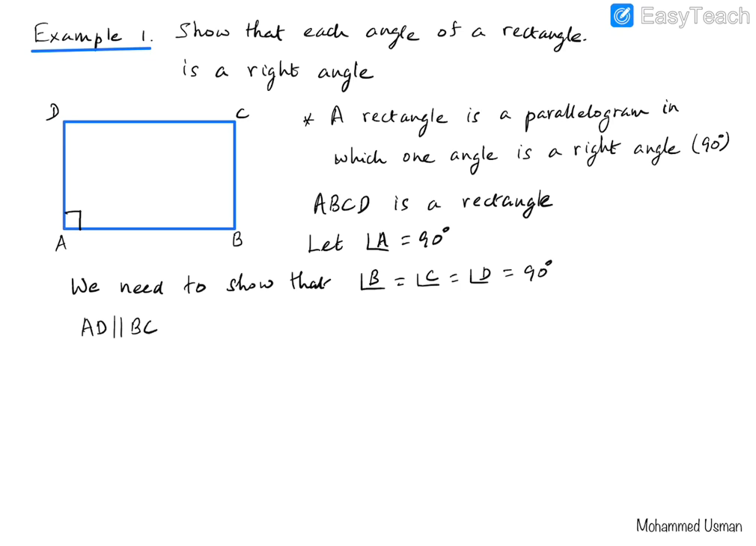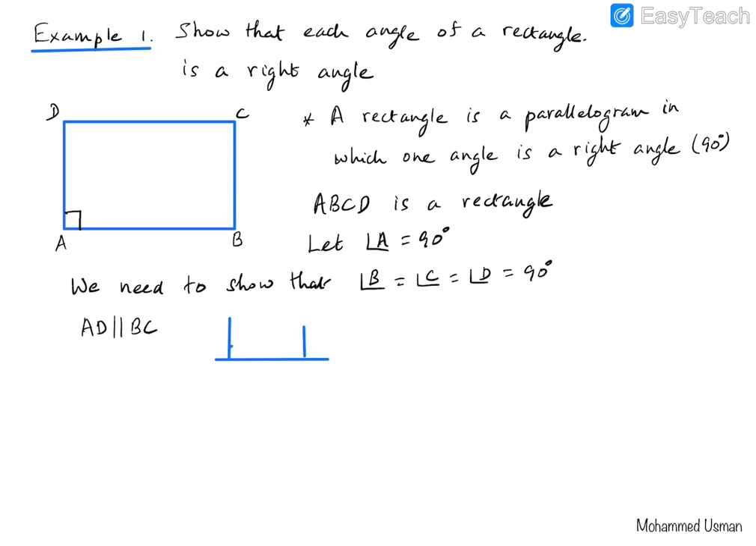In that case, if AD is parallel to BC, it looks something like this. Let's say we have this as AD and this as BC. Then AB is a transversal to these parallel lines. There is a rule that when you have two parallel lines cut by a transversal, the sum of the interior angles on the same side of the transversal is 180 degrees.